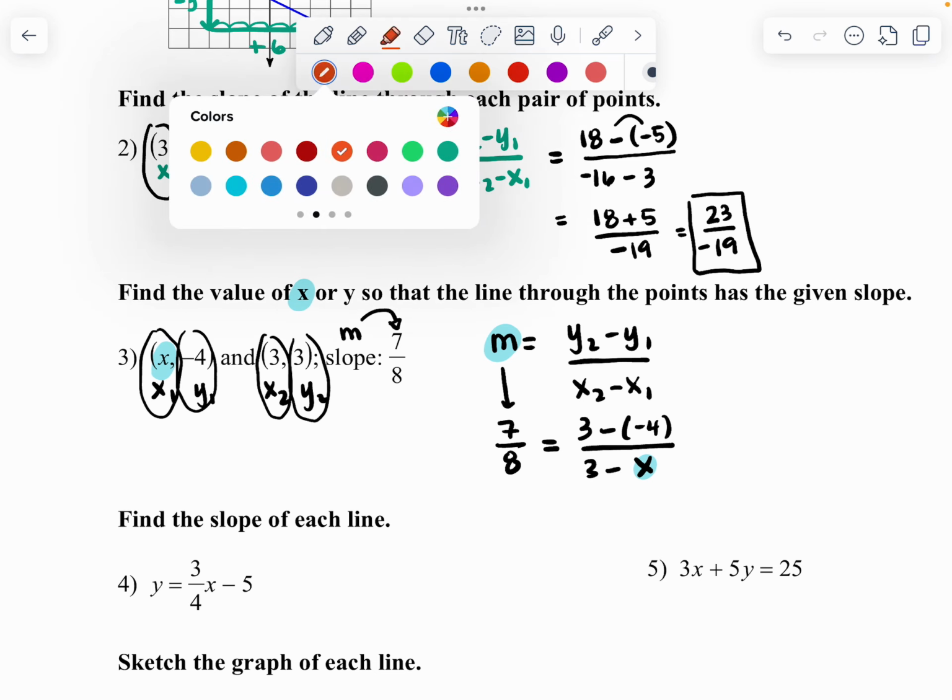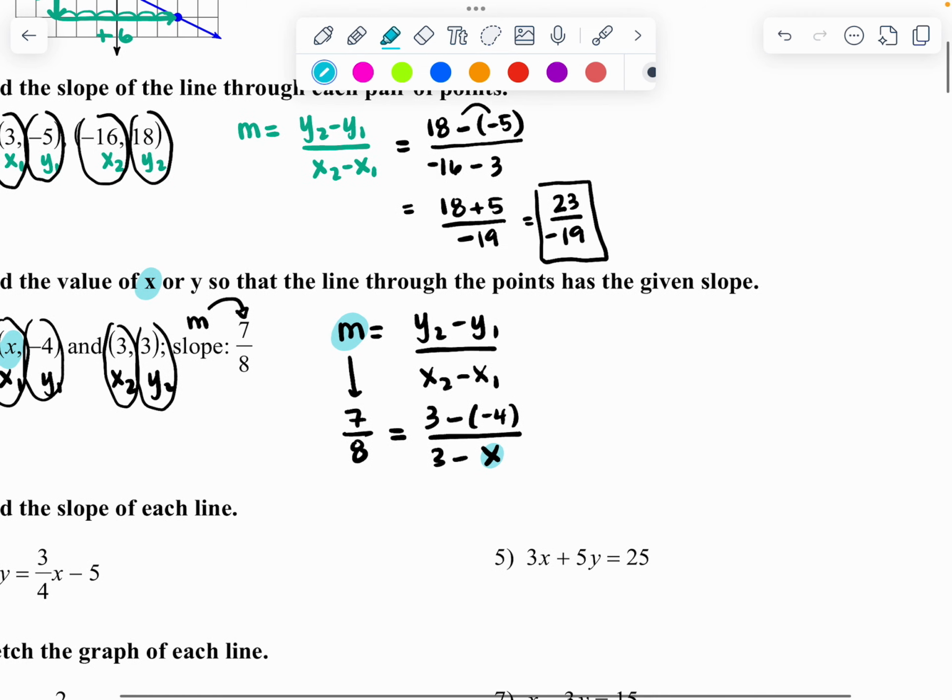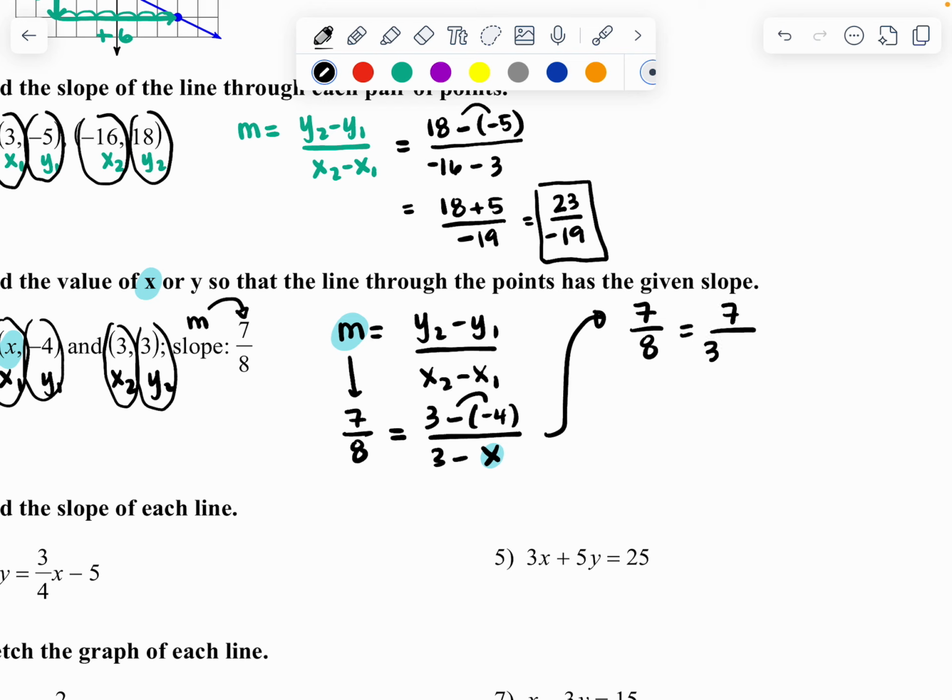Sorry, I've got all these colors everywhere, my gosh. Okay, so I'm going to rewrite this over here on the side. So I'm going to have 7 over 8. I do not want a highlighter. Goodness, sorry about that. Okay, I'm going to rewrite over here. So I have 7 over 8 equals. Now, a negative and a negative make a positive, so this is really 3 plus 4, which is 7, all over 3 minus x. Okay, I can't combine the 3 and the x together because they're not like terms.